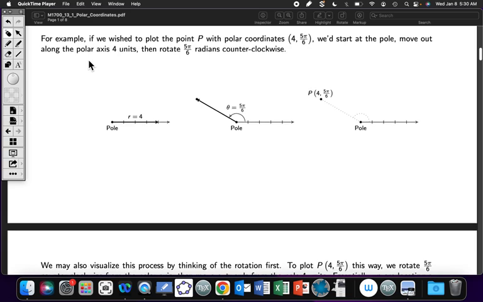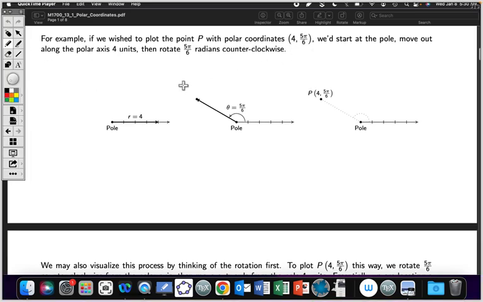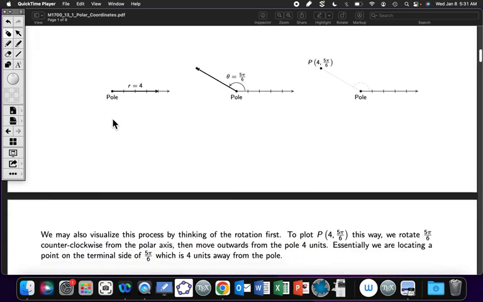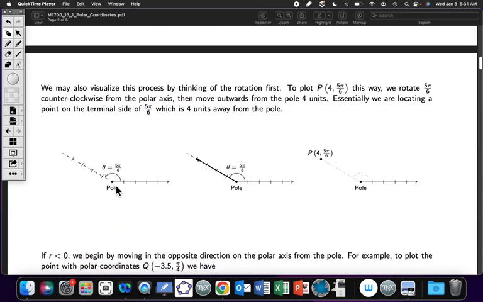So let's say you wanted to plot a point with coordinates 4, 5 pi over 6. All right, so here's sketched out one way to do it. Start at the pole. R is 4. That tells you how far out you're going from the pole. So you go 4 units out from the pole, and then you rotate 5 pi over 6 radians, and that gives you your point. Or you could visualize starting at the polar axis, rotating 5 pi over 6, and then heading out 4 units from the pole.